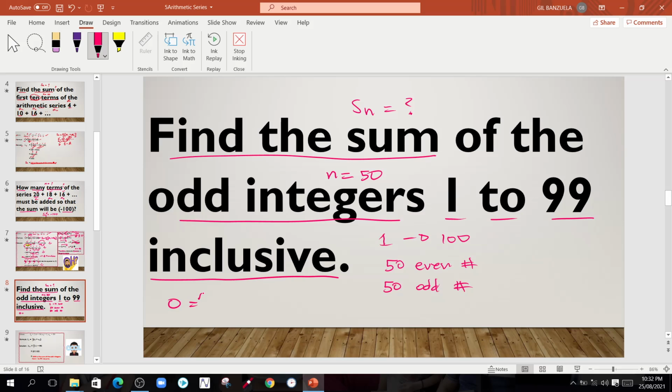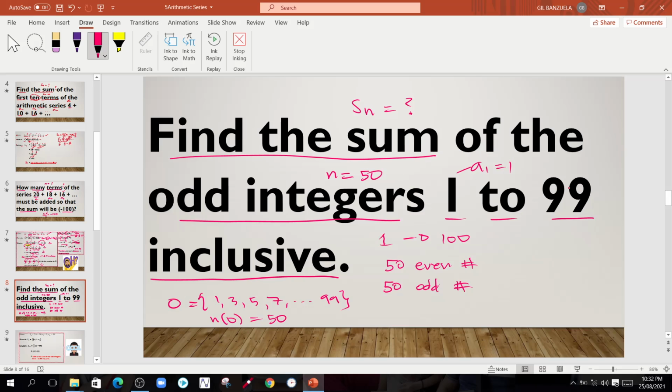For example, you write 1, 3, 5, 7, and so on, until you arrive at 99. If you count them, that is, if you get the cardinality of O, you will get 50. And again, guys, our first term here is 1. Okay? The first term is 1. So let's try to solve this problem.